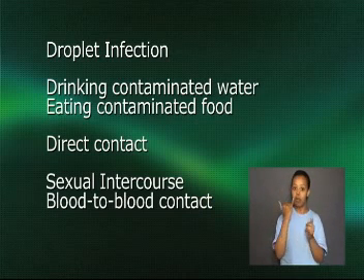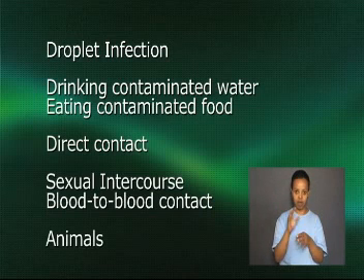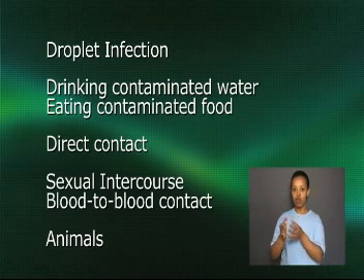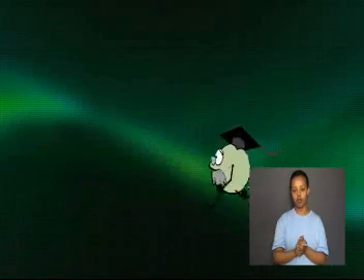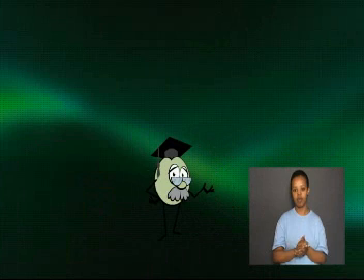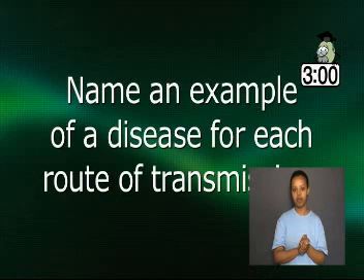Finally, the last route we will discuss is through animals. Diseases can be spread if you are bitten by an animal, exposed to or eat the meat of an infected animal. We have time for one last activity, students. Please name an example of a disease for each route of transmission. You may begin now. Students, let's get ready. Begin.